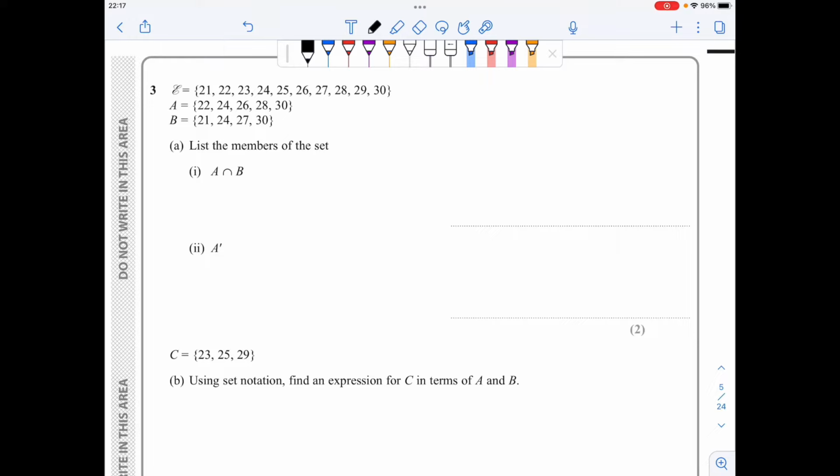In part A of question 3, I need the intersection of A and B. These are the common elements of A and B, and these are 24 and 30. Now, A dash means that I need all the elements that are not in A, but are in the universal set, and these are the elements 21, 23, 25, 27, and 29.